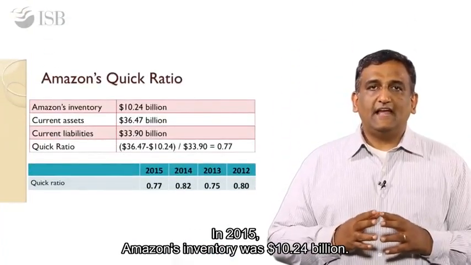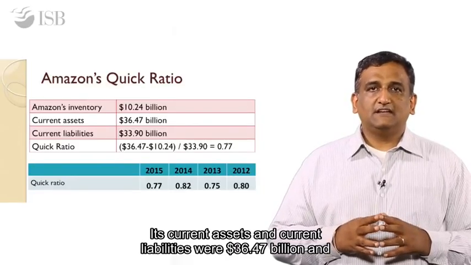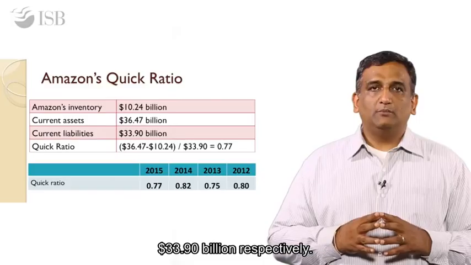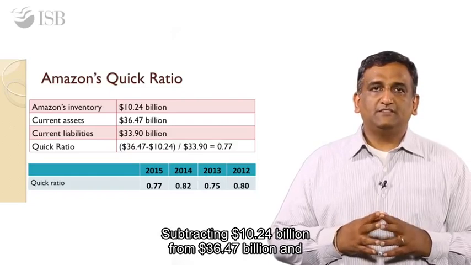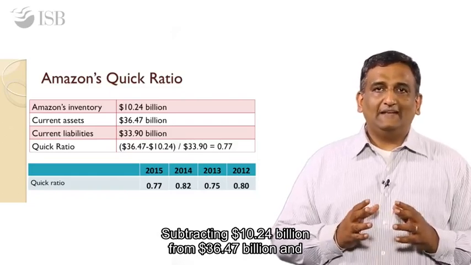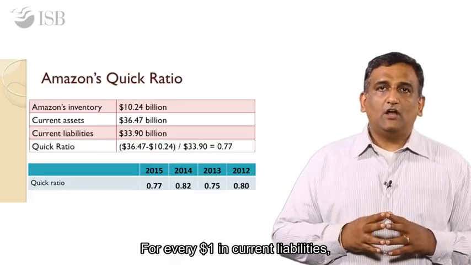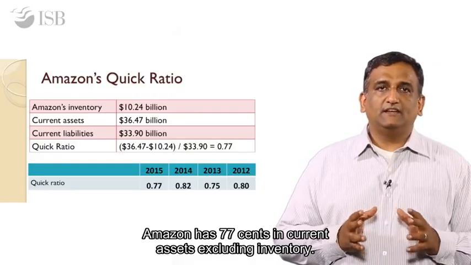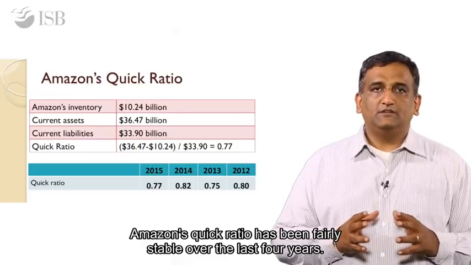In 2015, Amazon's inventory was $10.24 billion. Its current assets and current liabilities were $36.47 billion and $33.90 billion respectively. Subtracting $10.24 billion from $36.47 billion and then dividing by $33.90 billion gives us a quick ratio of 0.77. For every $1 in current liabilities, Amazon has 77 cents in current assets excluding inventory. Amazon's quick ratio has been fairly stable over the last 4 years.